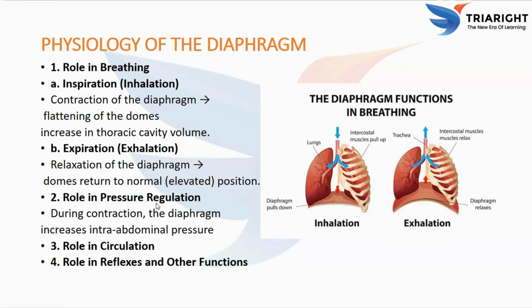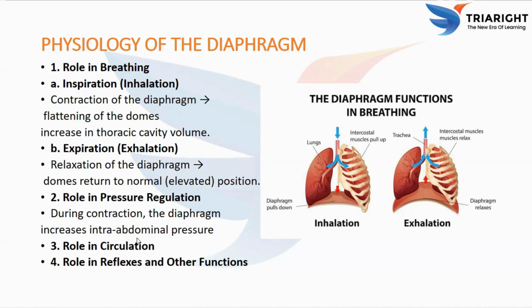So the next one, the role in pressure regulation. When the diaphragm contracts, it also increases the pressure in the abdominal cavity. This pressure helps in functions like defecation, urination and also childbirth. So the diaphragm doesn't only help us to breathe, it also helps to push things out with force, right?